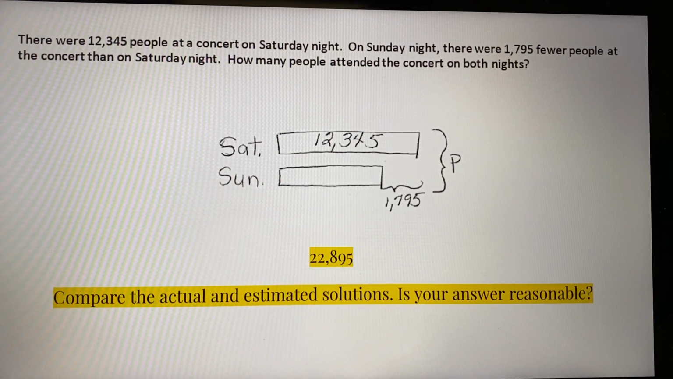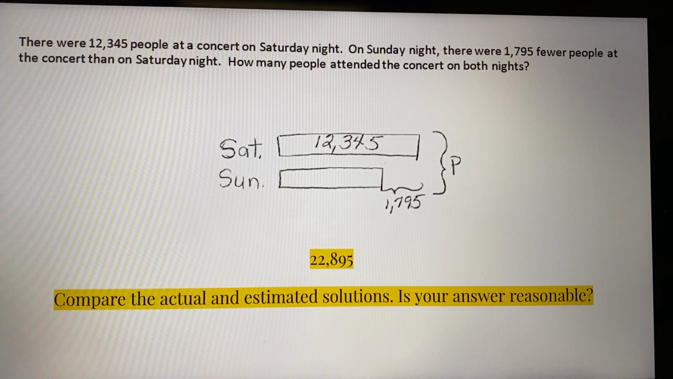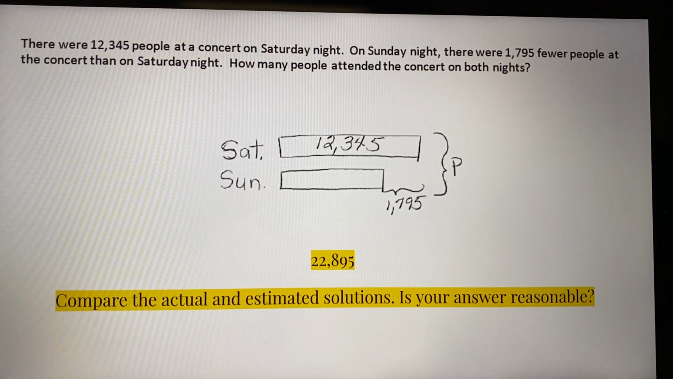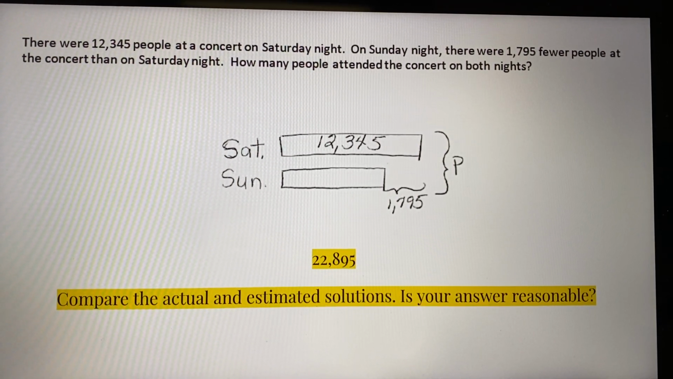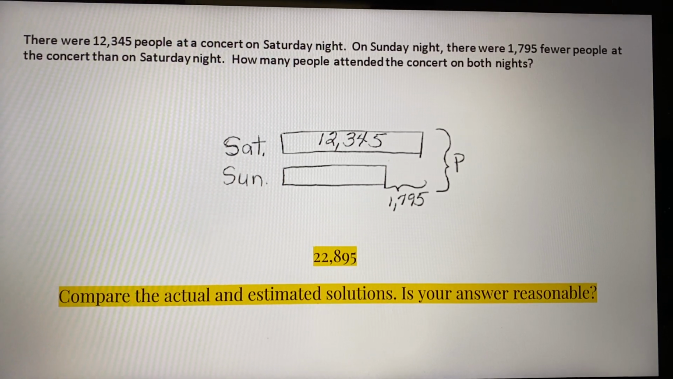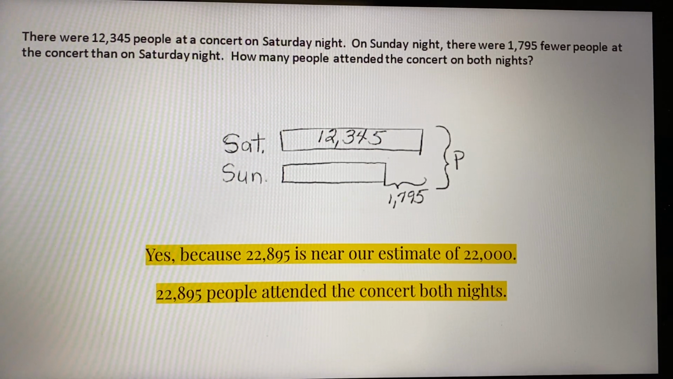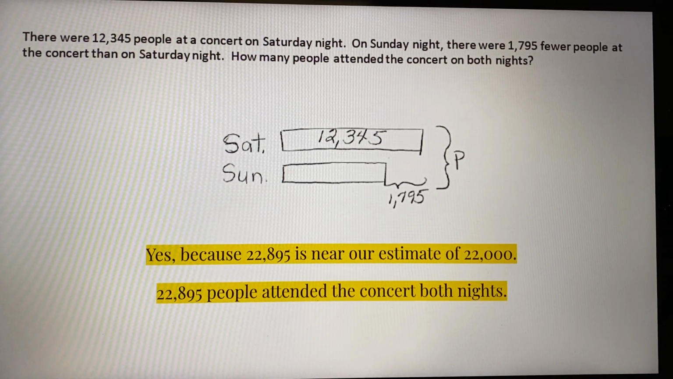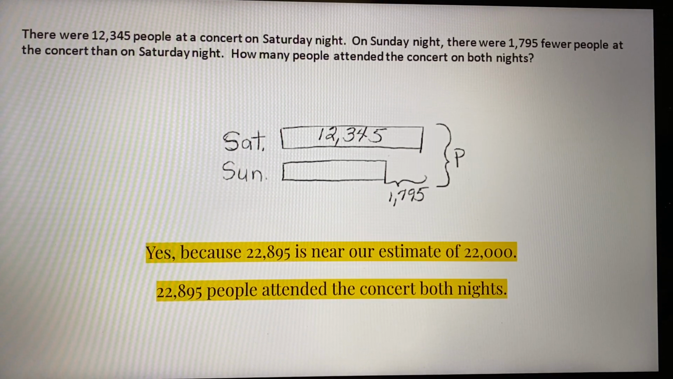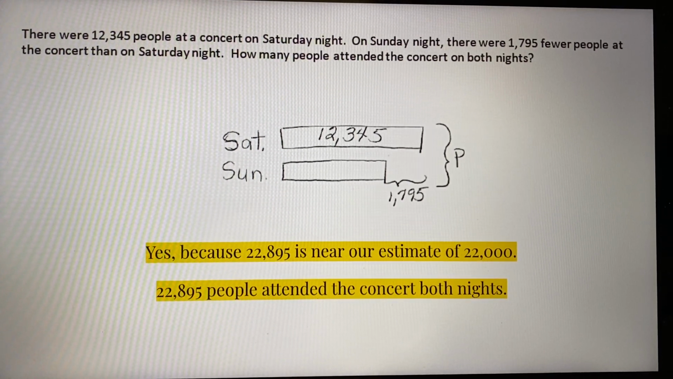And let's compare that to our actual and estimated solution. Is our answer reasonable? Yes, it is, because 22,895 is near our estimate of 22,000. 22,895 people attended the concert both nights.